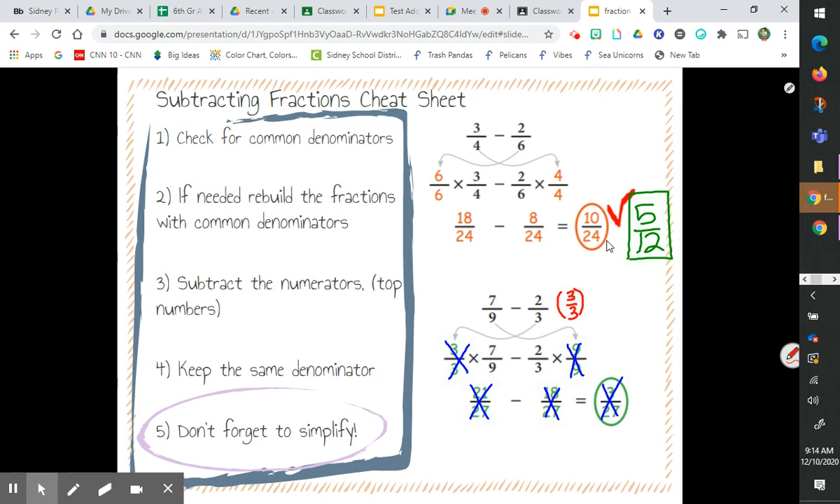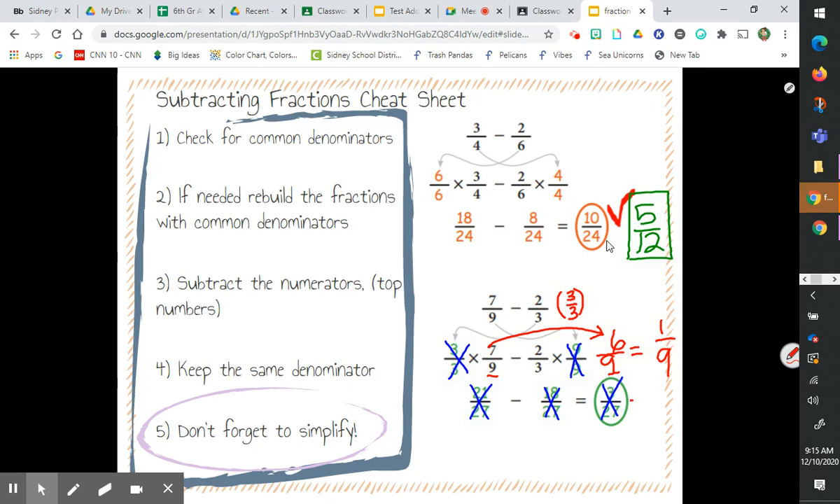So if I change 2/3 by multiplying by 3/3, am I going to get a common denominator of 9? Yes. 3 times 3 is 9, 2 times 3 is 6, and now I'm ready to subtract. 7 minus that 6 gives me 1/9, right, because we keep the same denominators. Once we have common denominators, we keep that denominator.